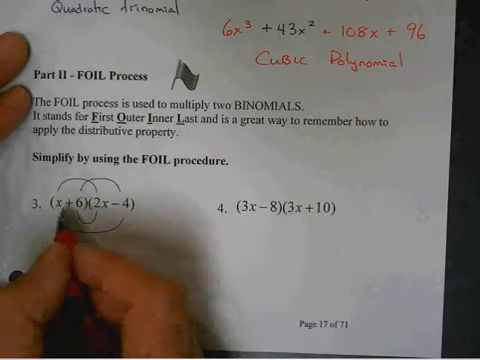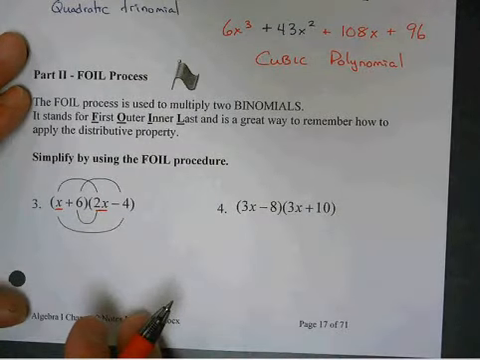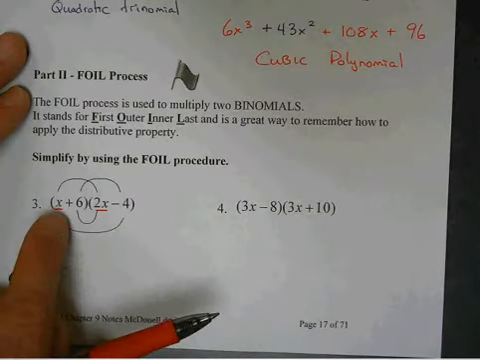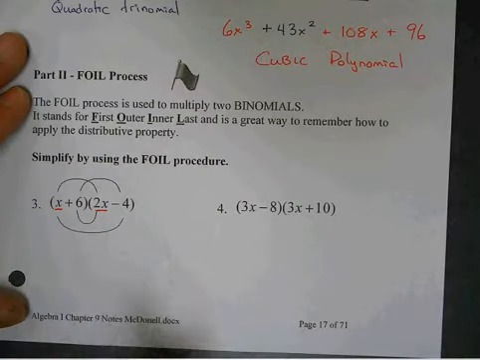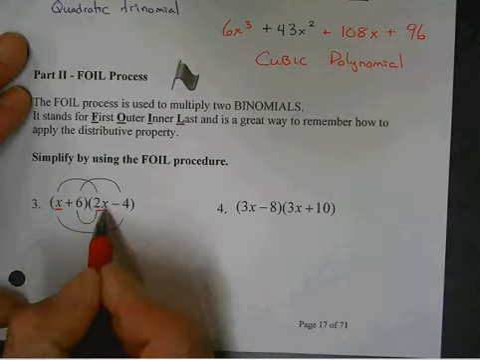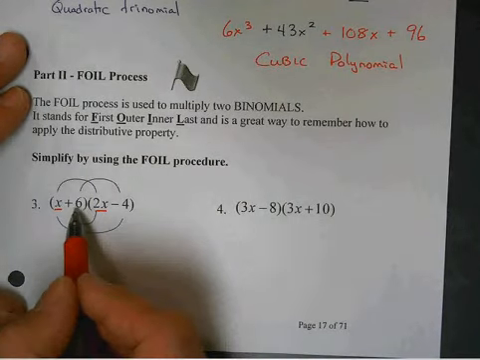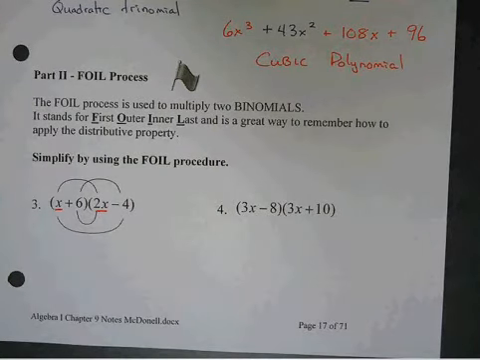When I say the first, this is the first term and that's the first term of the binomial. When I say the outers, I mean the one on the outside, the x and the -4. When I say the inners, I mean the two on the inside of the parentheses. And when I say last, I mean the last one of the first group and the last one of the second group. So when we say first, outside, inside, last, that helps us remember what I am multiplying by what to get all the different terms together.